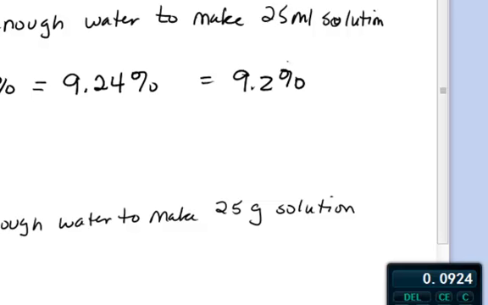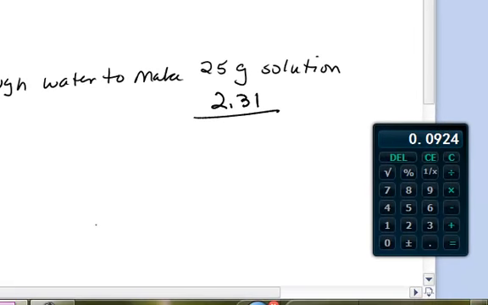On the other hand, if we were going to make 25 grams of solution, we would actually be measuring the amount of water we add, not the total volume of the solution. So if my total solution is going to weigh 25 grams, and 2.31 of those grams are going to be sucrose, I'm actually going to subtract. So I would have 25 minus 2.31, and that is actually 22.69 grams of water.